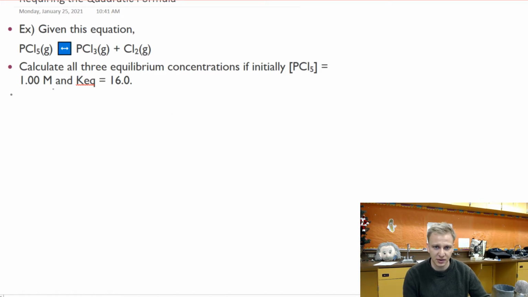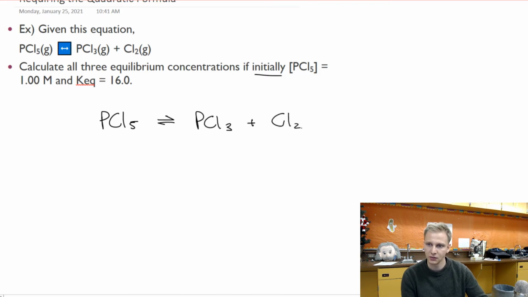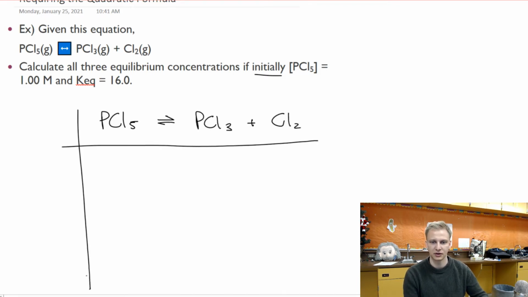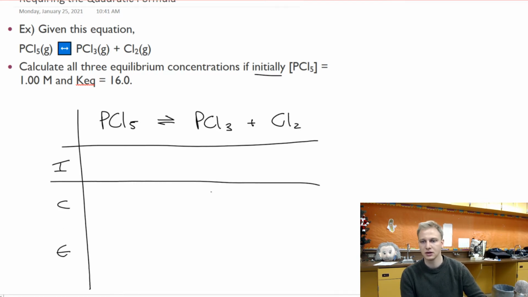Given the information that we have here, we're given the equation PCl5 reacts to produce PCl3 and Cl2. We want to calculate all 3 equilibrium concentrations if initially the concentration of PCl5 is equal to 1.00 molarity and our KEQ is 16.0. So we're going to start this question like we've started every other question thus far, where we are writing out all of our information and trying to fill that out in an icebox table.